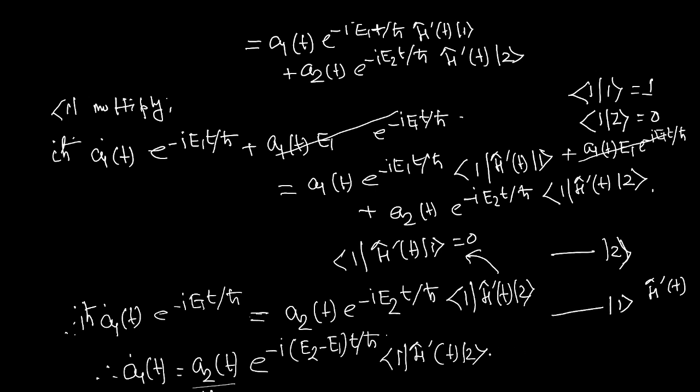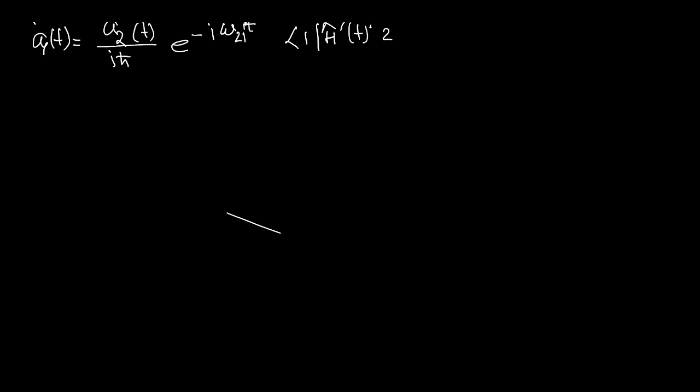if we take E2 minus E1 as h cut omega 21, then U1T can be written as a2t by h cut e to the i omega 21 t, 1 h bar. Similarly for E2t.